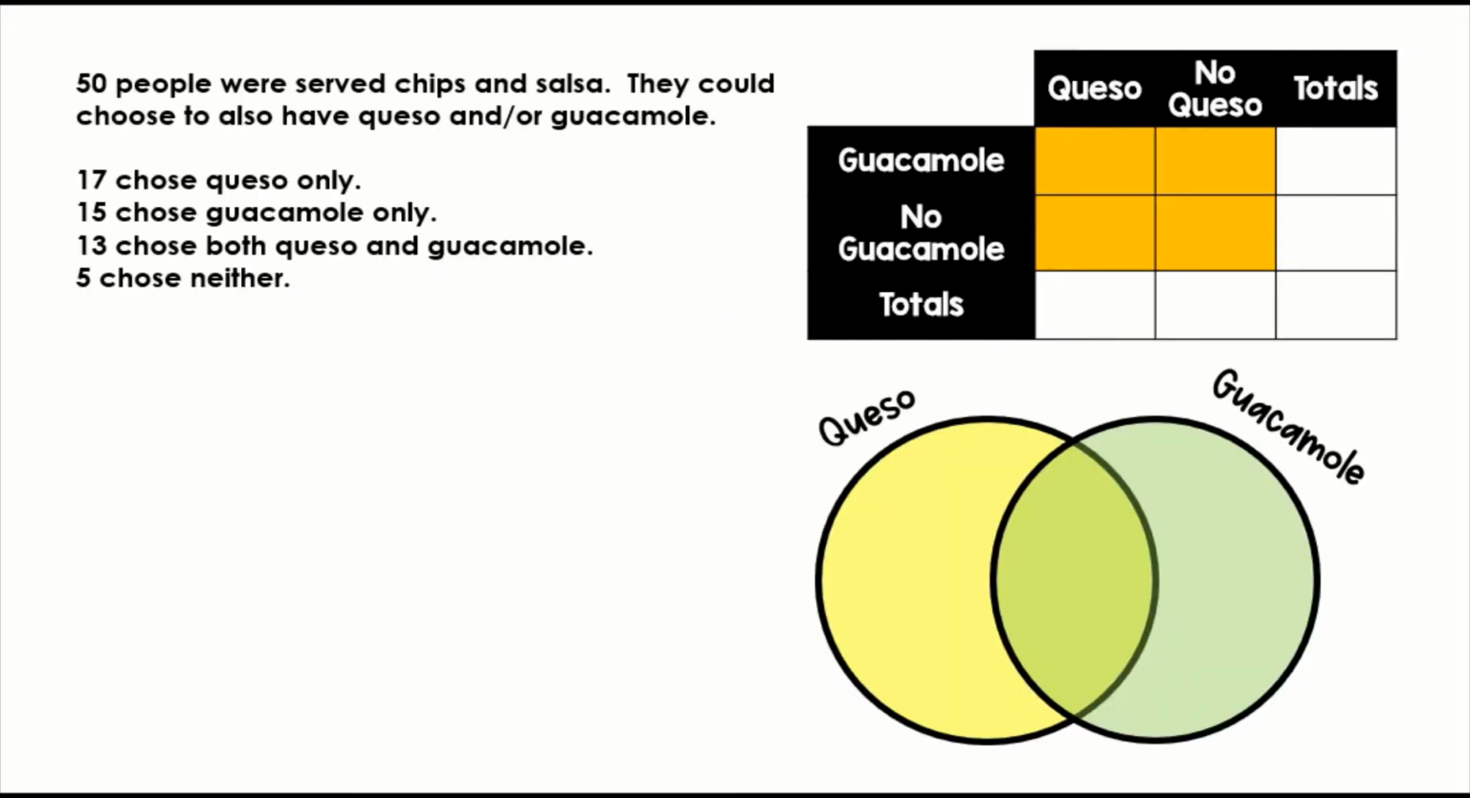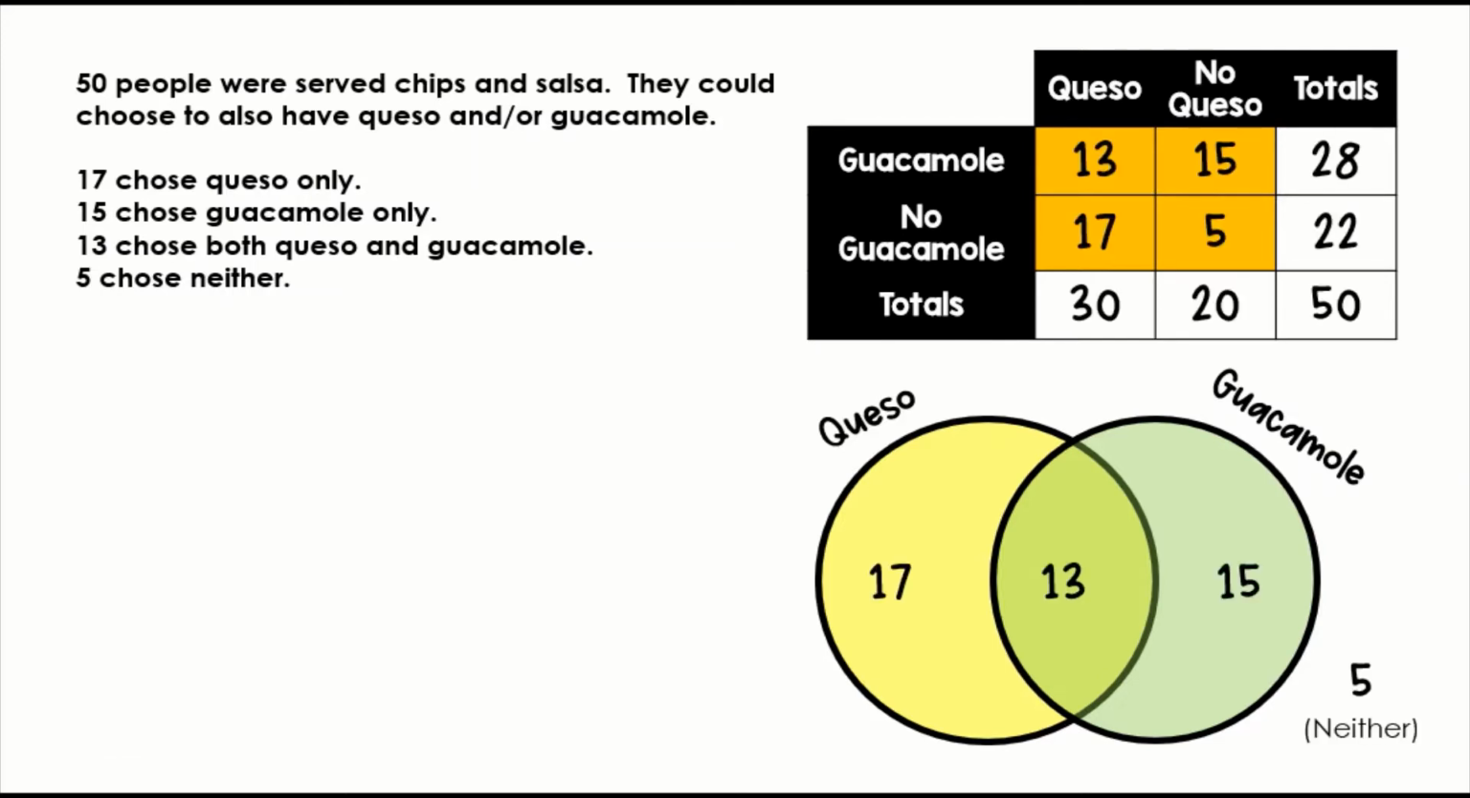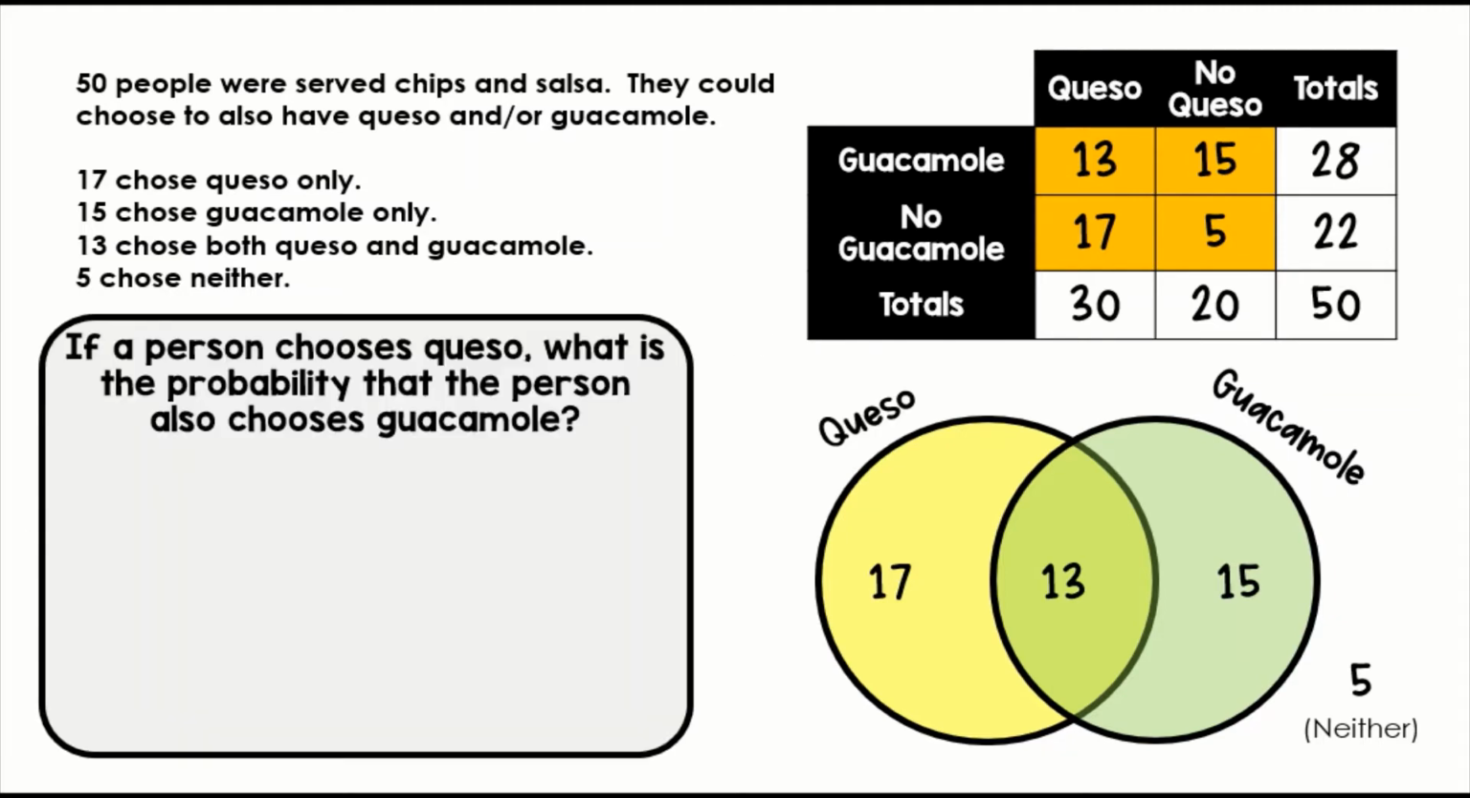All right, before we get to a question about this data, let's organize it into a two-way table and a Venn diagram. So I want you to complete your own on your paper. All right, now check your work. So now let me ask you a question about this data. Pause here and try to answer on your paper before you continue.